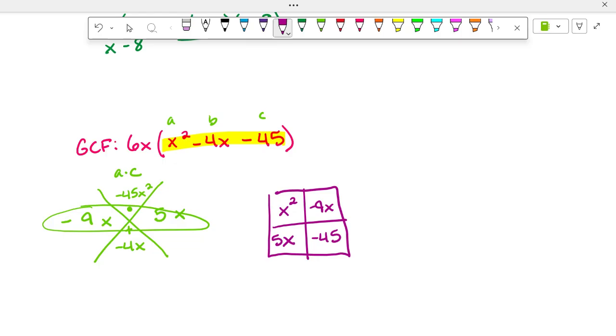Now, from here, remember, you take GCFs from each row and column. So what's the GCF of the first row?